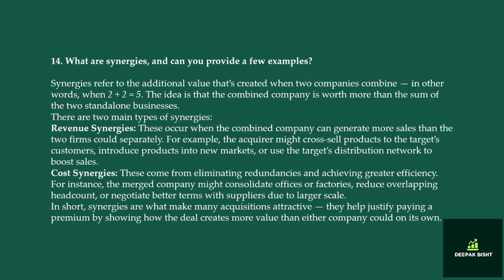So synergies refer to the additional value that is created when two companies are combined. In other words, when 2 plus 2 is 5, the idea is that the combined company is worth more than the sum of the two standalone businesses. There are two major types of synergies, revenue synergies and cost synergies. Revenue synergies occur when the combined company can generate more sales than the two firms could separately, and cost synergies come from eliminating redundancies and achieving greater efficiencies.